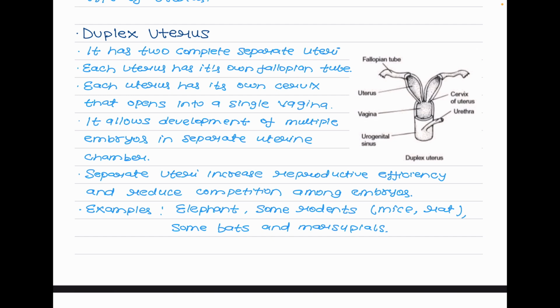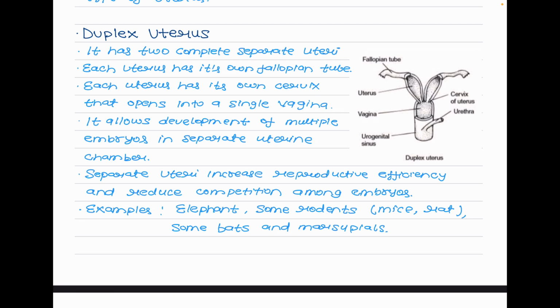Duplex uterus. In a duplex uterus, there are two completely separate uteri, and each uterus has its own fallopian tube and its own cervix. These two cervixes open into a single vagina. This type of uterus allows the development of multiple embryos in separate uterine chambers, which reduces competition among developing embryos and improves reproductive efficiency. Each uterus functions independently, meaning ovulation and implantation can happen in either or both sides.